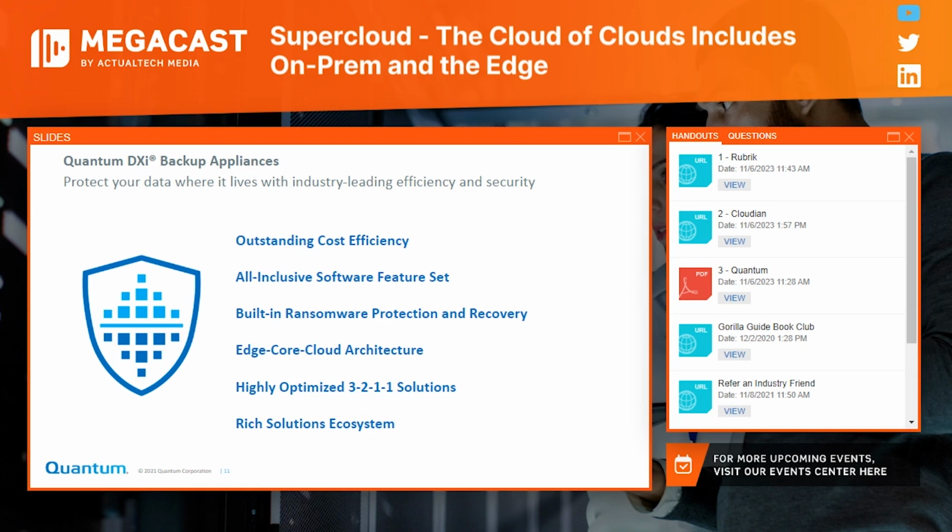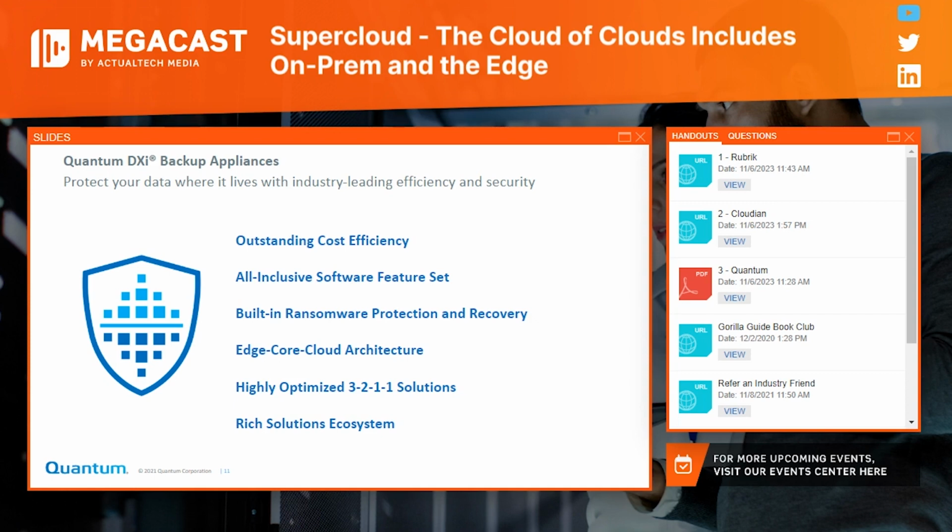And if you're familiar with backup appliances, their key attribute is that they can provide really great storage efficiency by deduplicating the data that is being backed up to the appliance. And so we have a rich architecture for our DXi backup appliances that provides built-in ransomware protection and efficiency. It's an all-inclusive software feature set, so we don't charge you for every different feature. It's a full-featured, capable system as delivered to you.